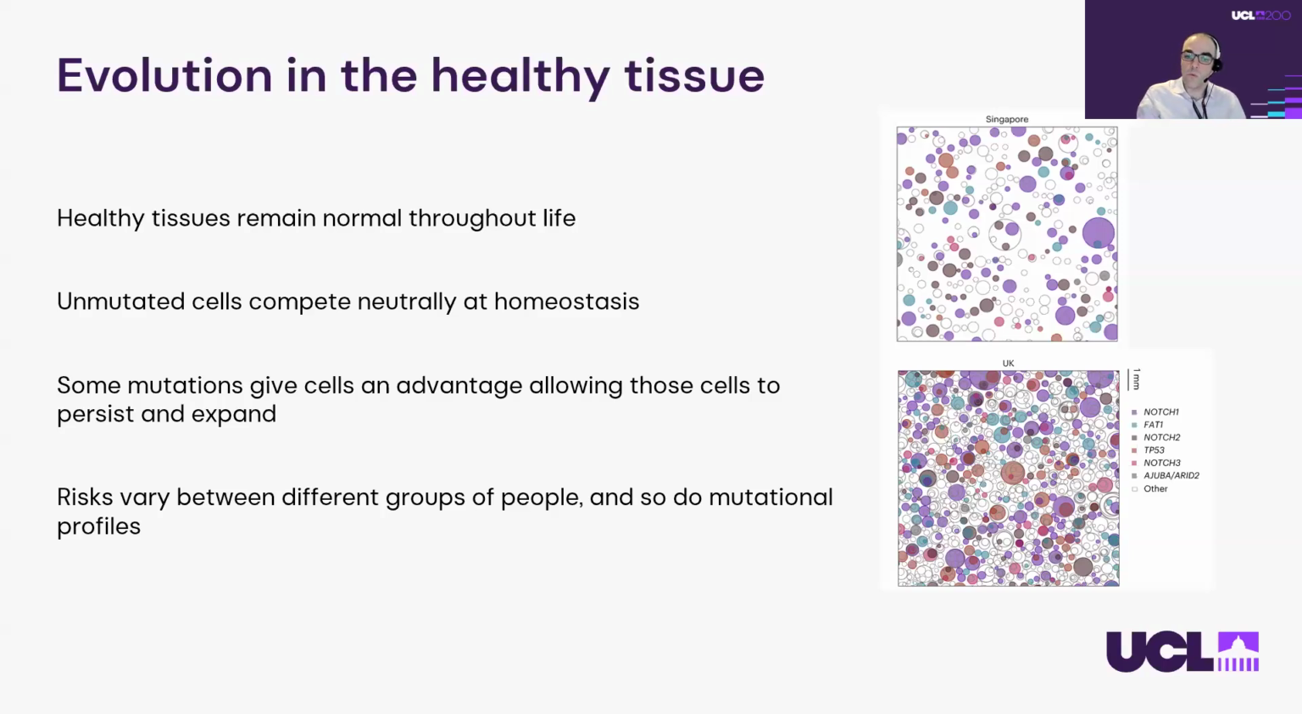Now, when we look at cancer risk, we know that cancer risk can vary between different groups of people, but also mutational profiles between people and groups of people can vary too, suggesting that there might be something in that mutational profile that will give us a hint as to what is driving those risks and what increases those risks.